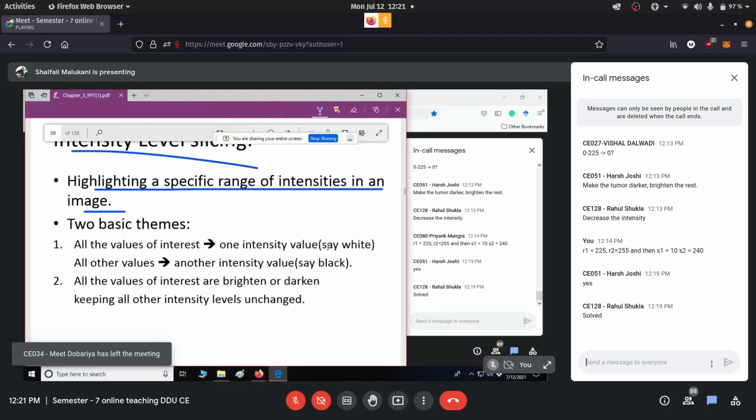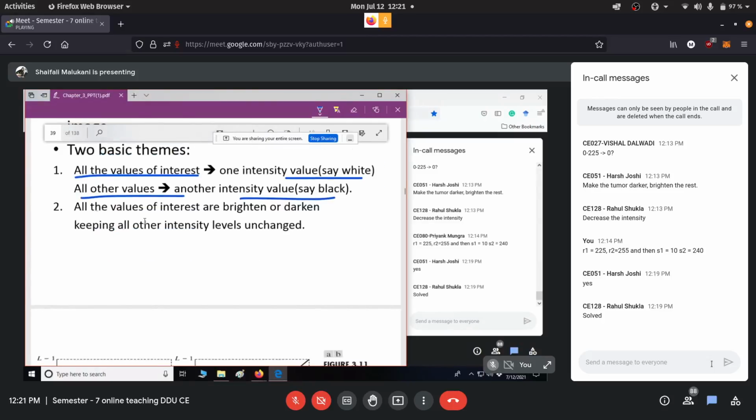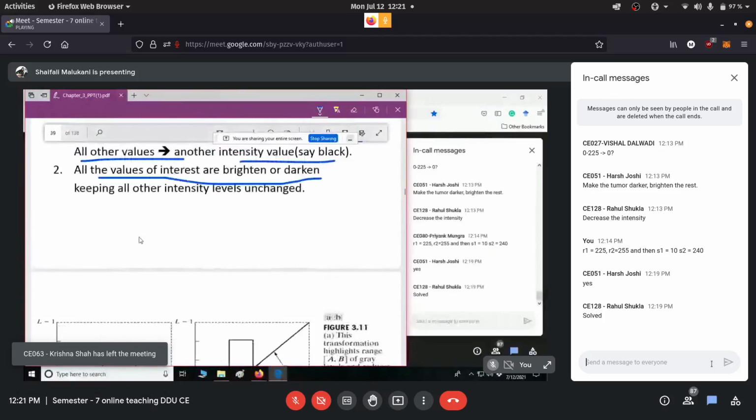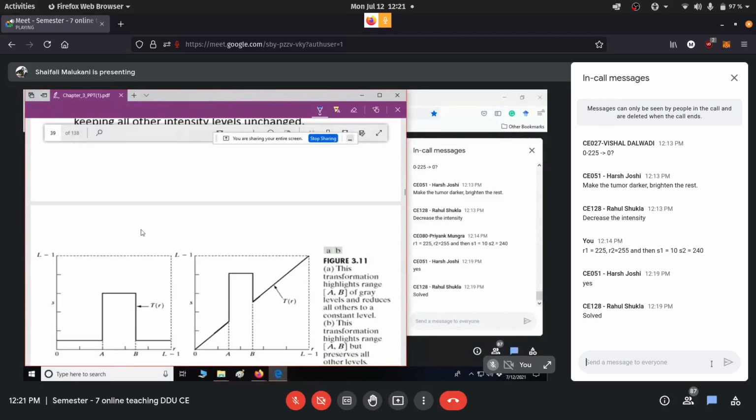What are the options that we have? All values of interest, make them white or black. Other values of intensity, make the other color, maybe dark gray, maybe black. If this is white then black, if it is black then white. Another option we have is that all the values of interest are brightened or darkened. Other intensities are kept unchanged.